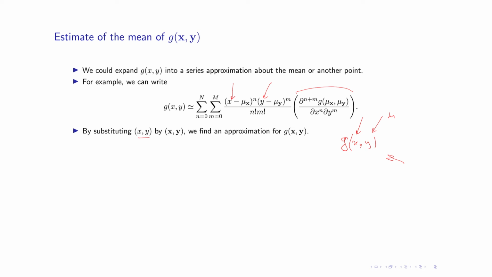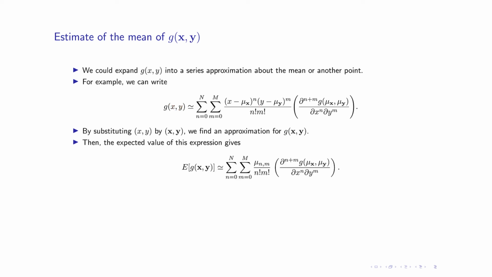So now we substitute here, and we find an expression for these. Then from this resulting expression, which is this one and this one, we take the expected value of both sides. So then we find this expression. The expected value of this term will become the central moment of x and y about the mean of x and mean of y. So you get it simplified. So this is the moment of order m n, and these are the derivatives of your function around that.